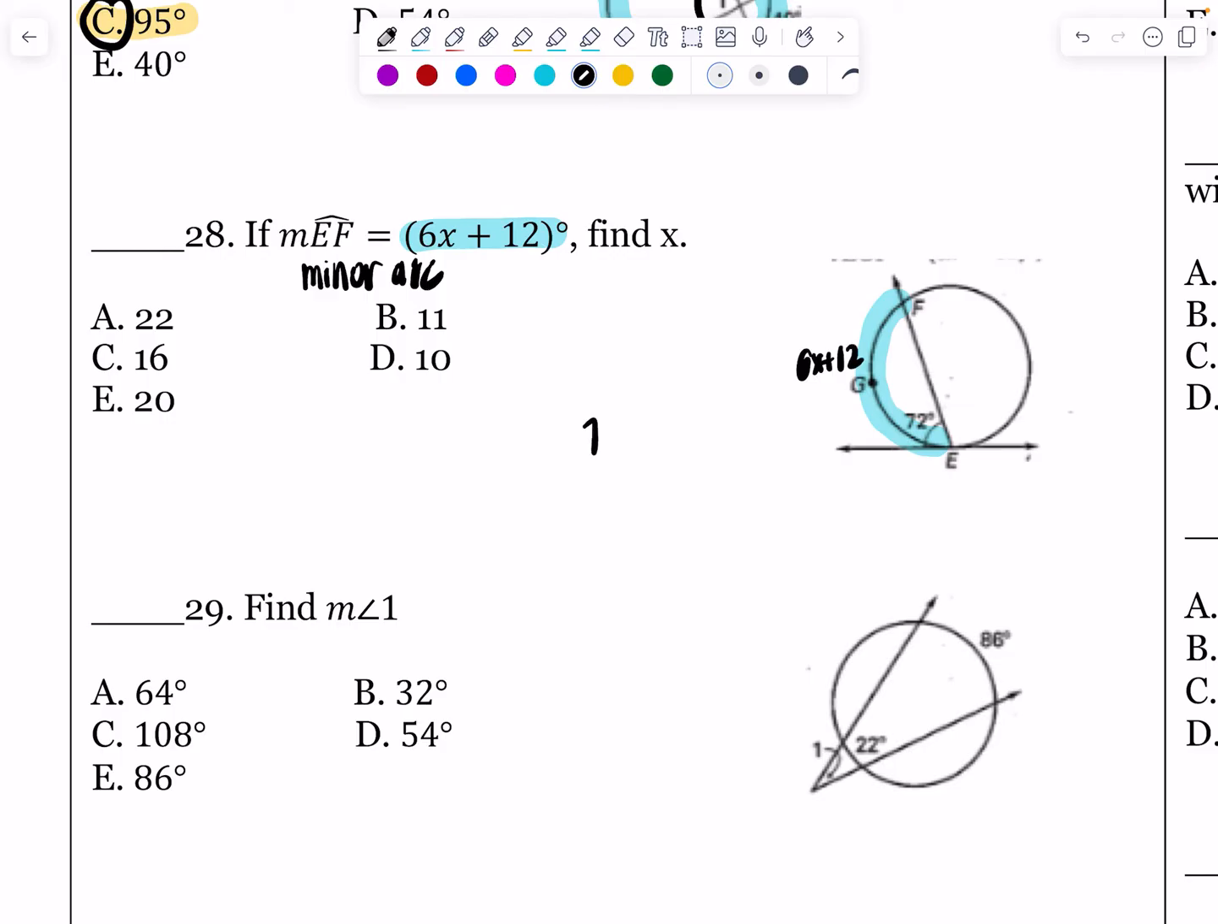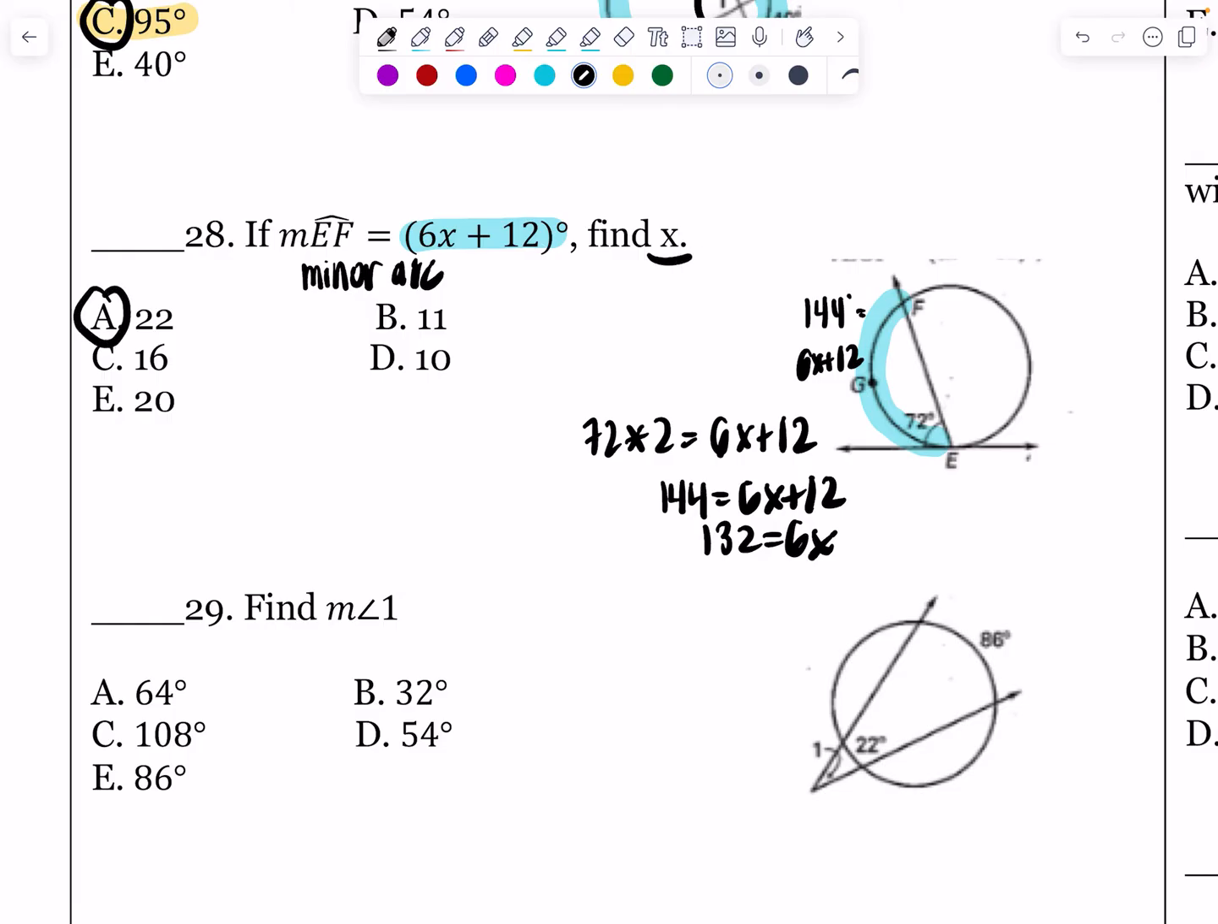And so I know that 72 times 2 should be equal to 6x plus 12. Another way to do that is just to go ahead and double it. What is 72 times 2? That is 144. So 144 is going to be equal to 6x plus 12. Then, to get the 6x by itself, we do 144 minus 12, which gives me 132. And I divide by 6 to get x by itself, and I believe I get 22.